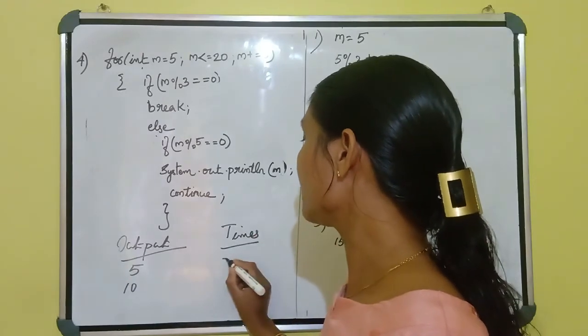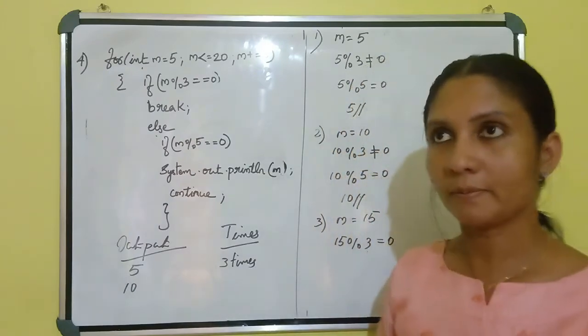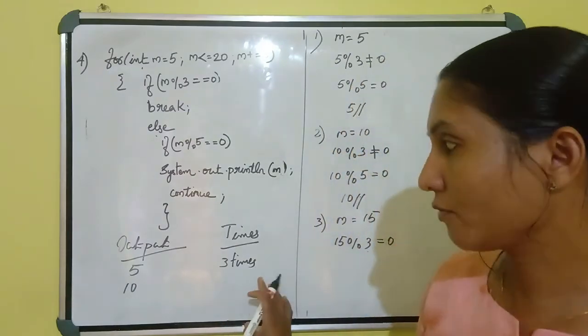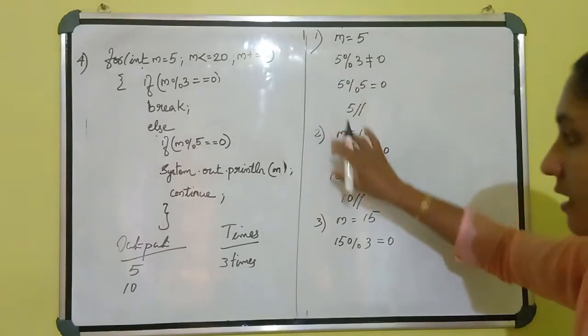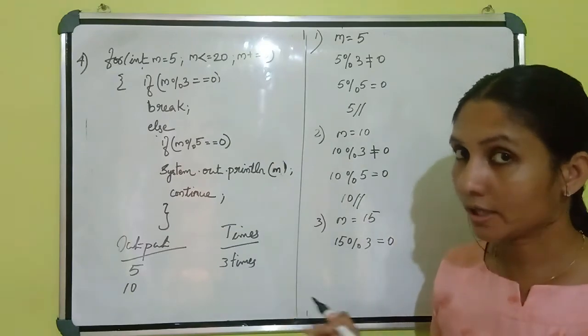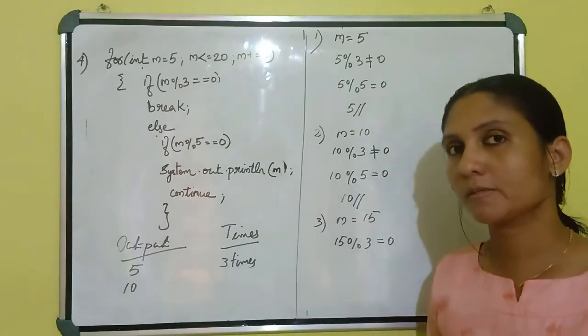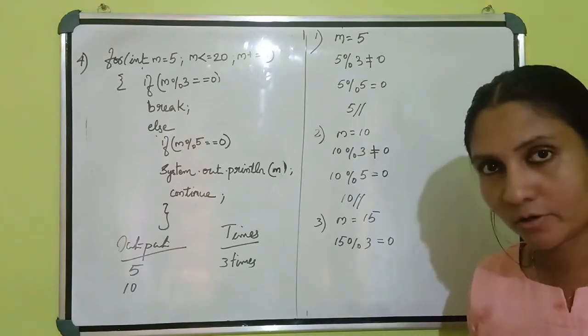You can write like this: 3 times, because in the public examination, they will ask this kind of question. You have to write the number of times and the output also. At that time, you have to check how many times it will work. When you write the program this way, then only can you count correctly. Otherwise, you will make mistakes. Then you should write the processing also. Then you can easily find out the answer.